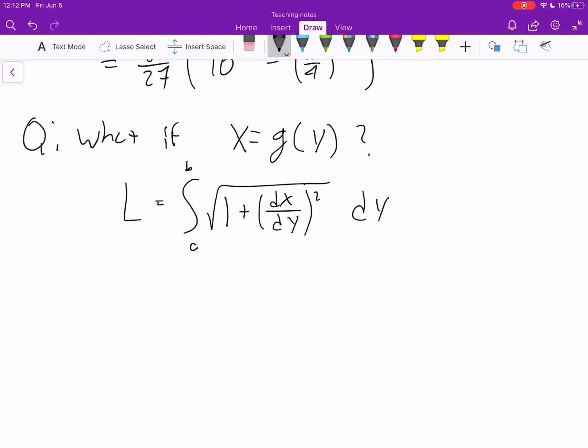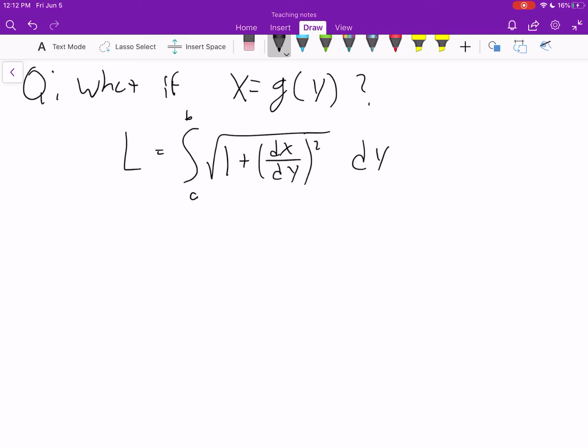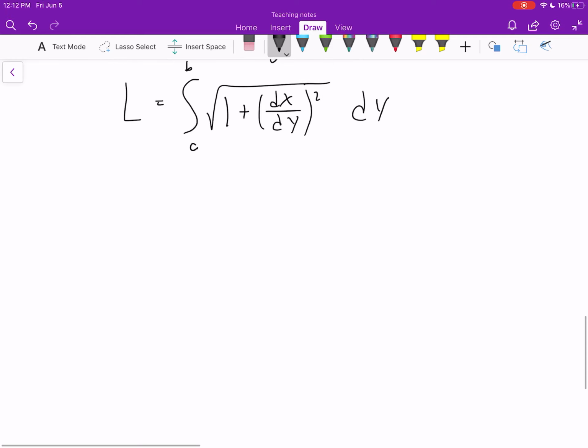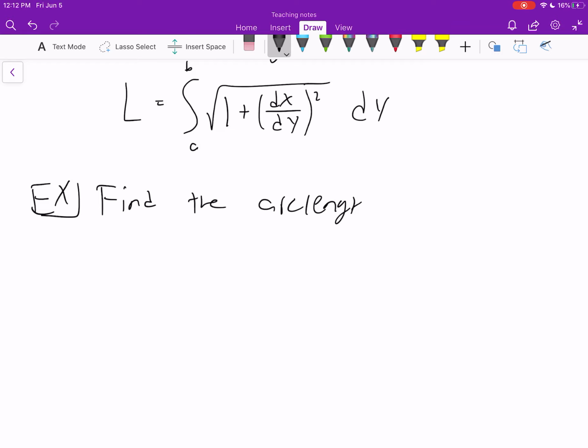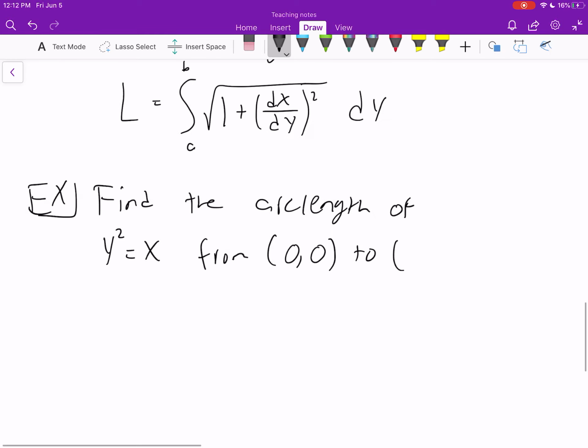And so let's see an example of how to do this. So again, it's the same formula as before, just x and y are interchanged, which is why this Leibniz notation is really good. Okay, so let's work on another example. So we want to find the arc length of y squared is equal to x from 0, 0 to 1, 1.